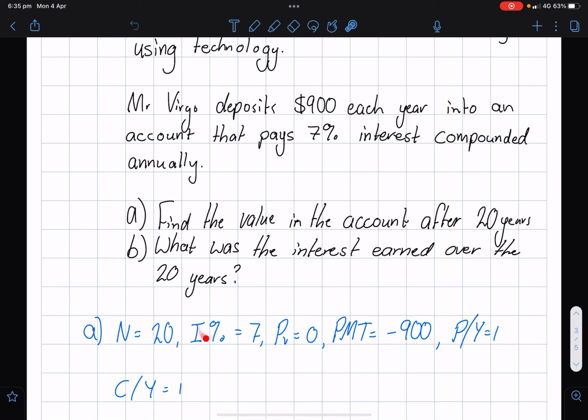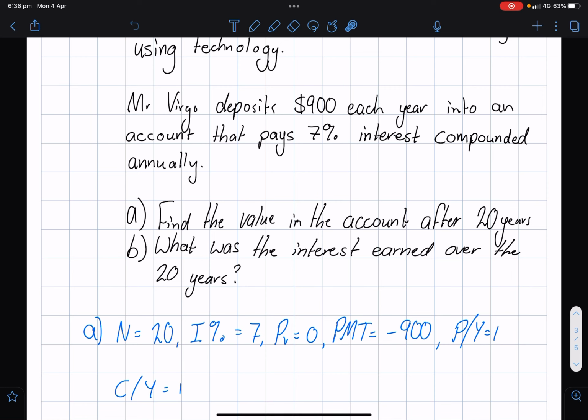Our interest rate percentage, we write as the whole percentage. So if it's 10%, we'd write 10. Because we've started with 0, our initial value equals 0. And our PMT, that is how much we're depositing every time, is negative 900. In your calculator, because it's an investment, you are actually handing over $900. So in hindsight, you're losing $900, so we put a negative here.